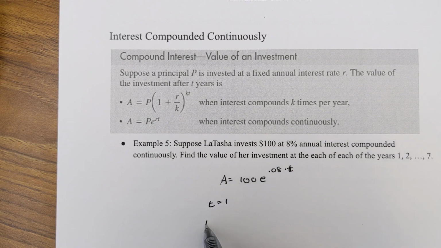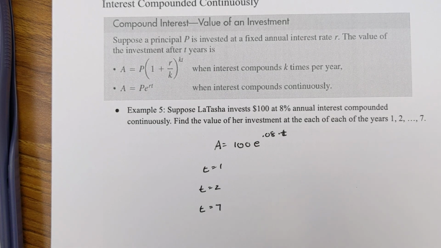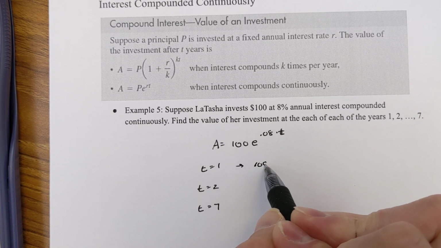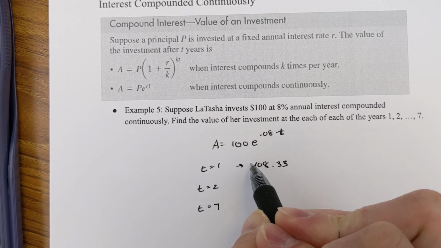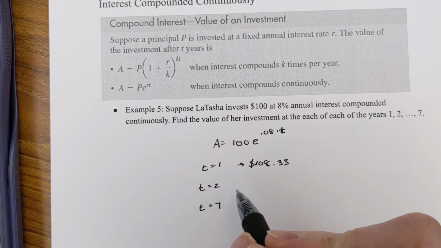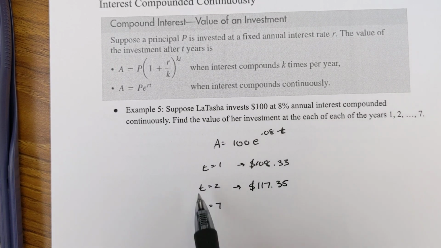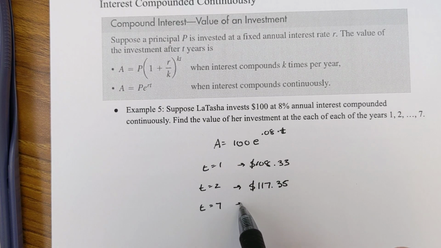So when t is 1, when t is 2, we're going to skip all the ones in the middle and go up to t is 7. So 100 e to the 0.08. For the first year, it's just that. So at the end of the first year she has $108.33. After 2 years, she has $117.35. So the first year she made $8 in interest. The second year she made $9 in interest, from 1 to 2.